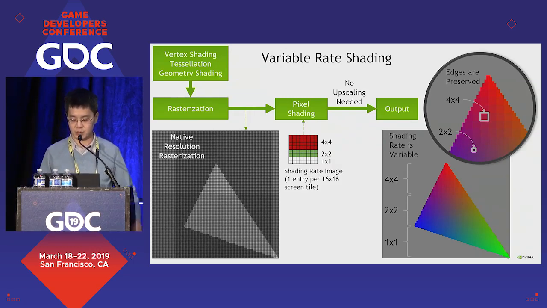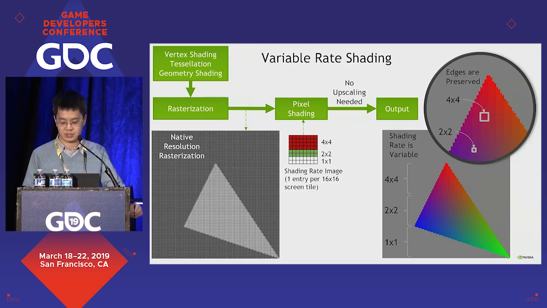So the resulting image contains perfect edges sampled at the pixel rate, while the shading rate is varied based on what is dictated in the shading rate image. And we don't need to manually upscale the coarse shaded regions. It's all done by the hardware automatically.